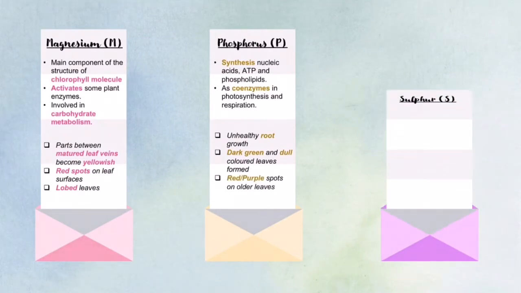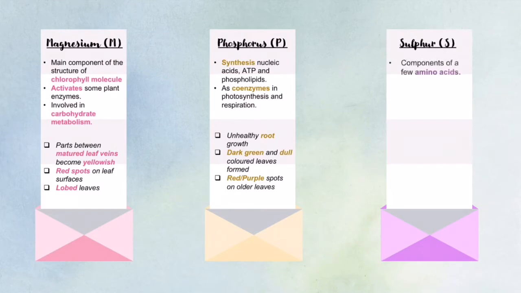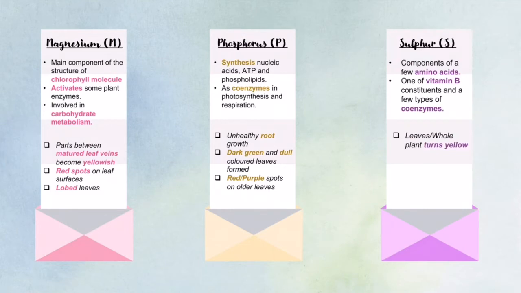Lastly, we have sulfur. Sulfur is one of the components of a few amino acids, and it is also one of the vitamin B constituents and a few types of coenzymes. Without sulfur, leaves or the whole plant will turn yellow.